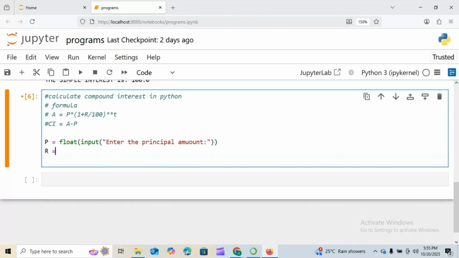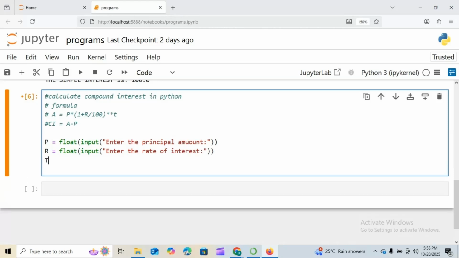Then R equals float input. Enter the rate of interest. Rate of interest. There we go. Then we have time equals float input. Enter the time in years.